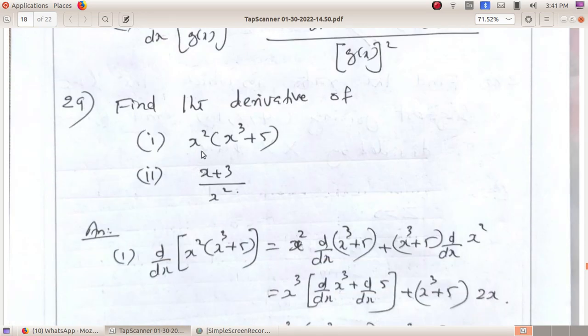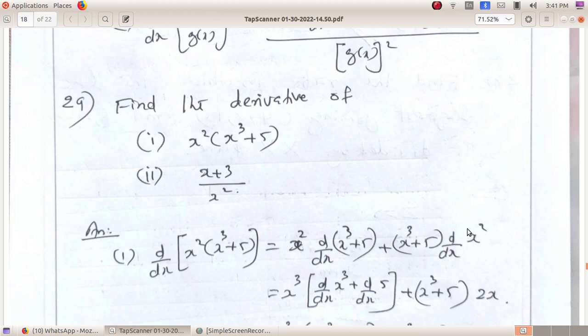Then there are two questions. First, x squared into (x cube plus 5). So f of x is this one, g of x is this one. So f of x into d by dx of g of x plus g of x into d by dx of f of x. Here it is x squared, not cube. x squared into this can be split as d by dx of x cube plus d by dx of 5, plus (x cube plus 5) the same.